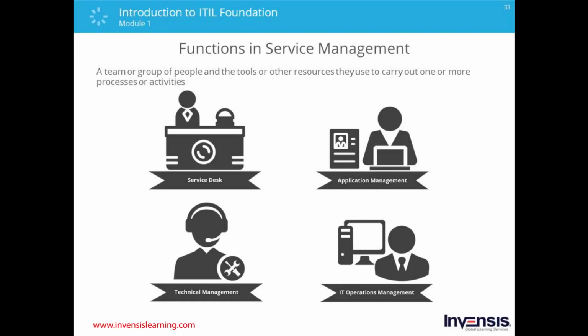It can also be that you need two departments, two groups of people to do one process. So together we need a service desk and technical management to take care of just one process. That's also possible. We need application management, operations management and technical management to take care of another process. So a single process can cut across multiple departments or multiple functions.